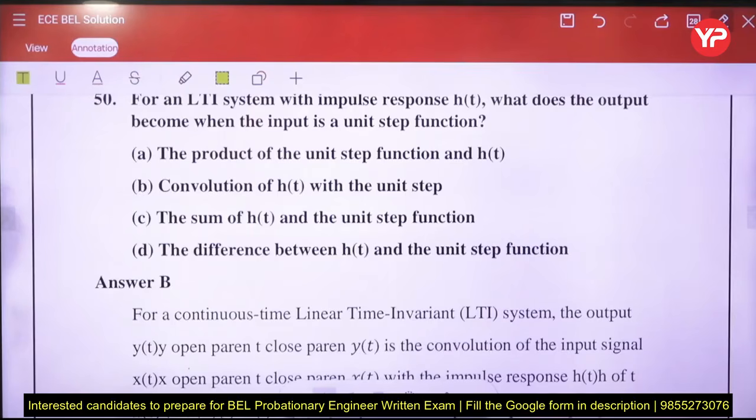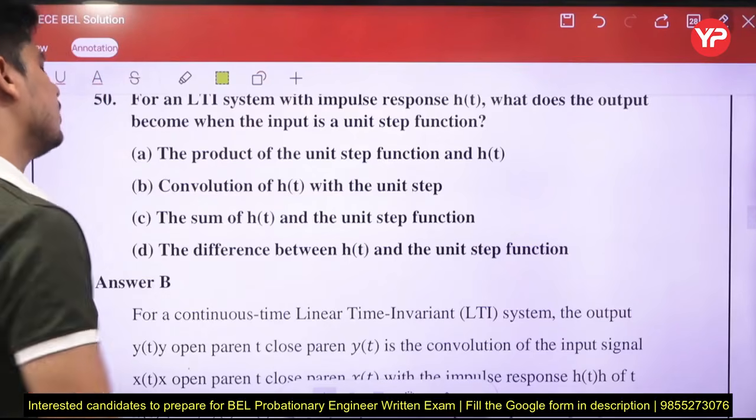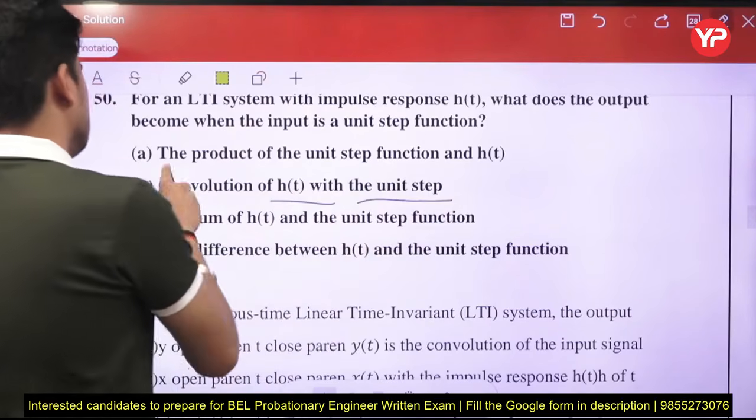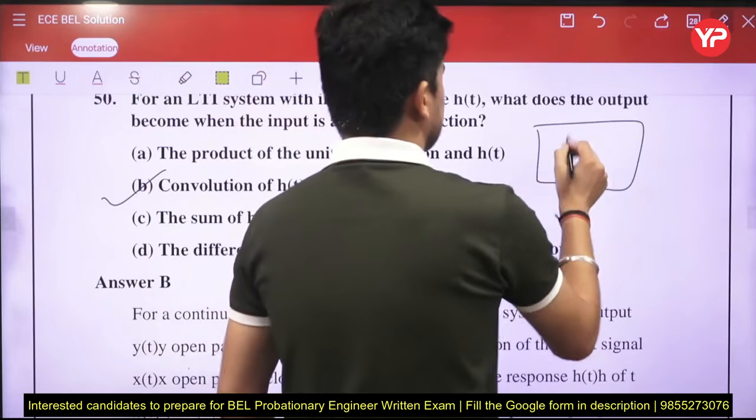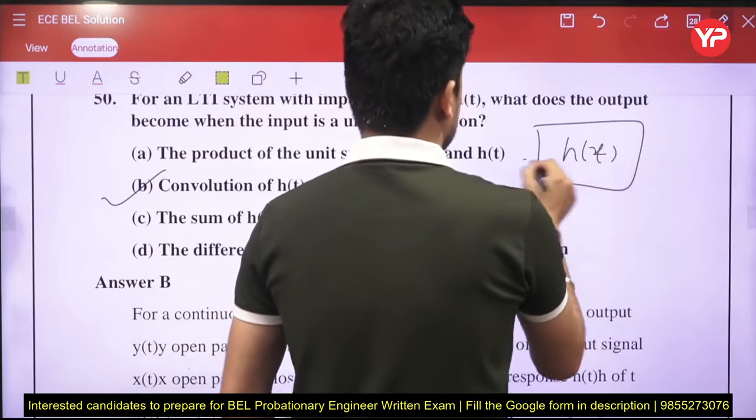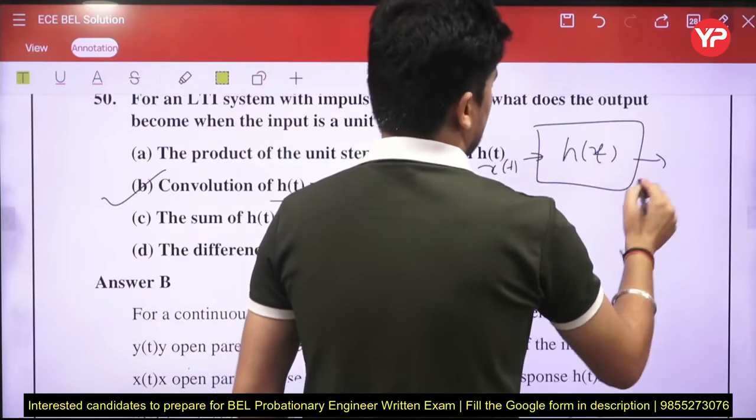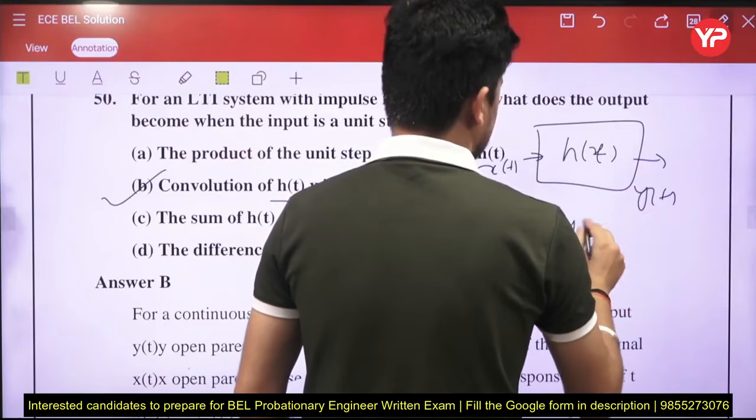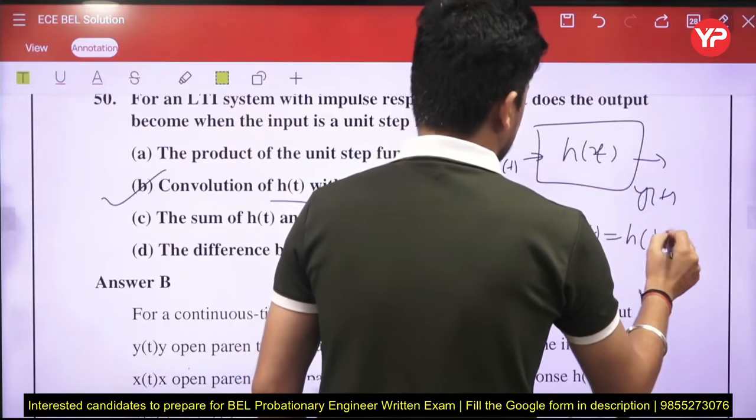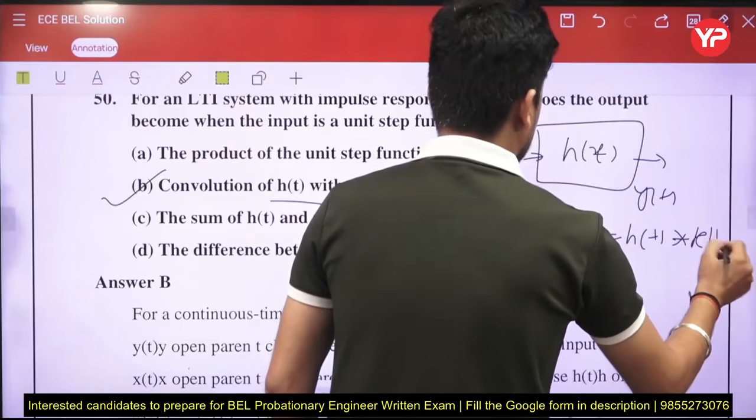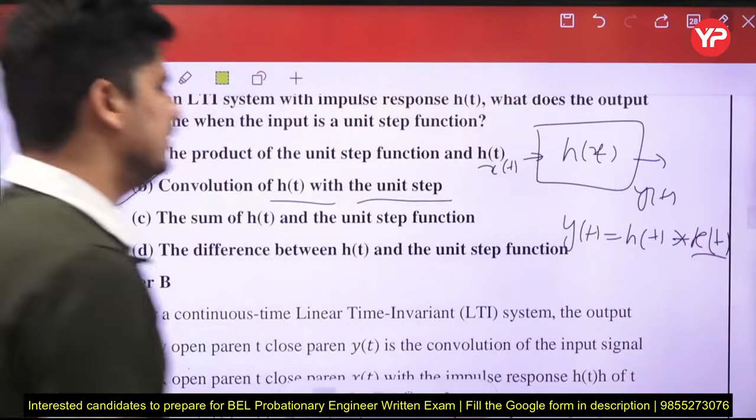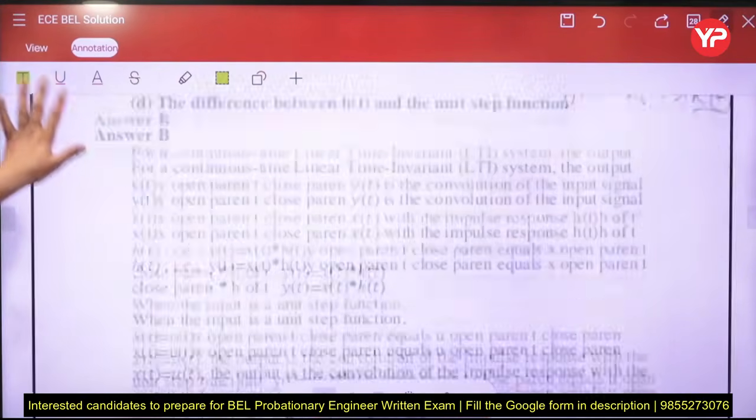For an LTI system with impulse response s(t), what does the output become when the input is a unit step? That is called the step response, or you can say it is the convolution of s(t) with the unit step. Whenever you have a system with s(t) and input x(t), then the output y(t) is the convolution of s(t) with x(t), and x(t) is u(t), so it is the convolution of s(t) with the unit step signal.